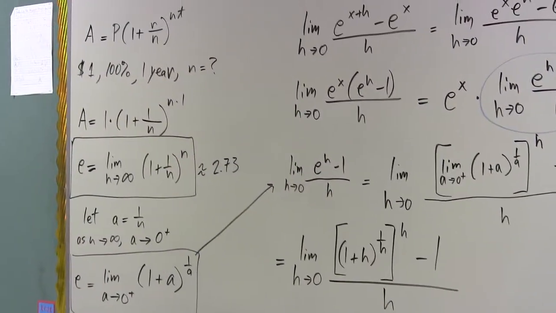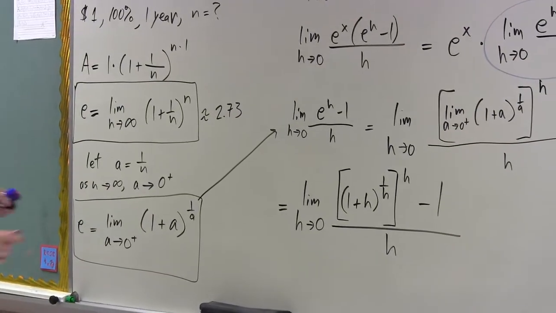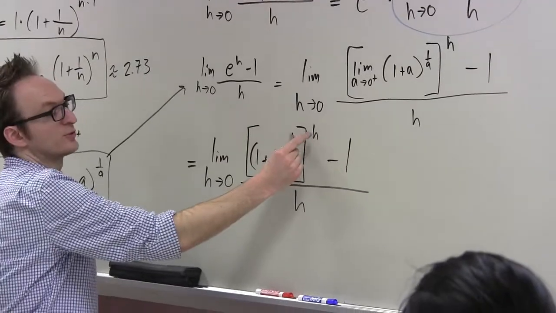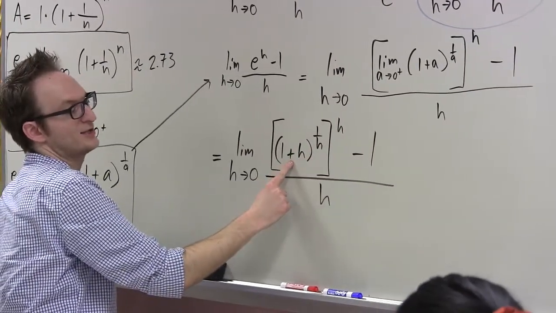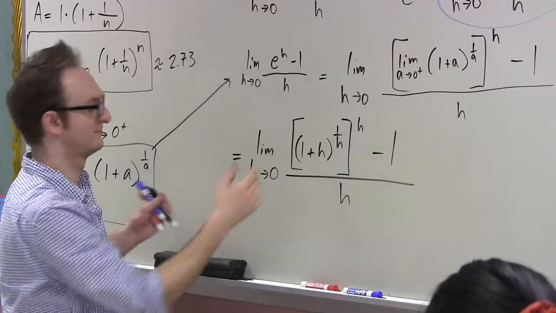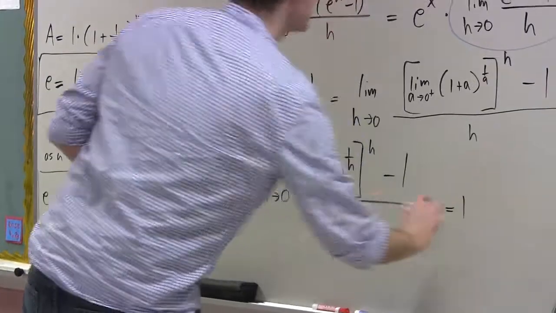Now some magic happens. It's just to the 1. These two eat each other. So then it's 1 plus H minus 1. The ones still eat each other. H over H, and it's 1. Ta-da!